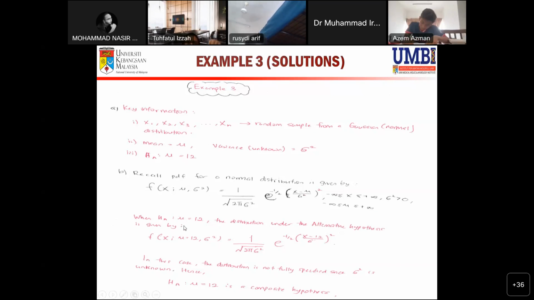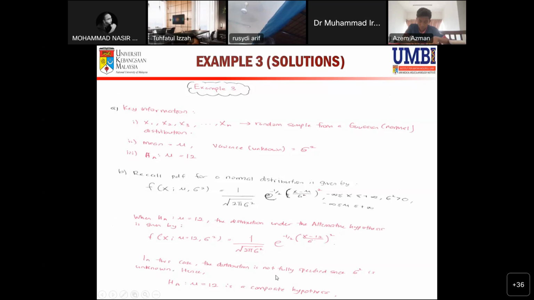Okay, let's see whether it's a simple or composite hypothesis. So when HA: mu equals 12, then the distribution under the alternative hypothesis is given by this one, the PDF of the normal distribution, where you substitute the 12 into your mu here. And then you leave all your sigma symbols there, because you don't really know the values for your variance. So in this case, the distribution is not fully specified because we don't specify the variance or the dispersion parameter for the normal distribution. So that's the reason why the sigma squared is still there.